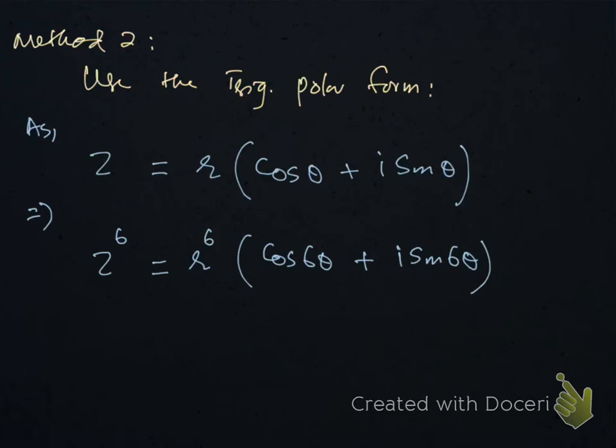So method 2. What is method 2? Method 2 is basically the application of the trigonometric polar form. You need to first settle the powers. You are working for z power 6, so this r must have power 6, this theta must be multiplied by 6, and this should be multiplied by 6. So we have got the equation. Now we just need the values of r and theta to substitute in this equation.